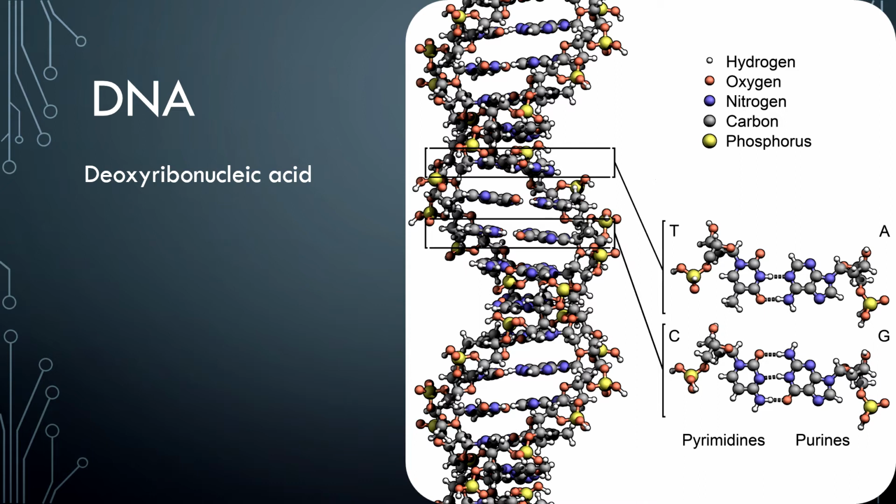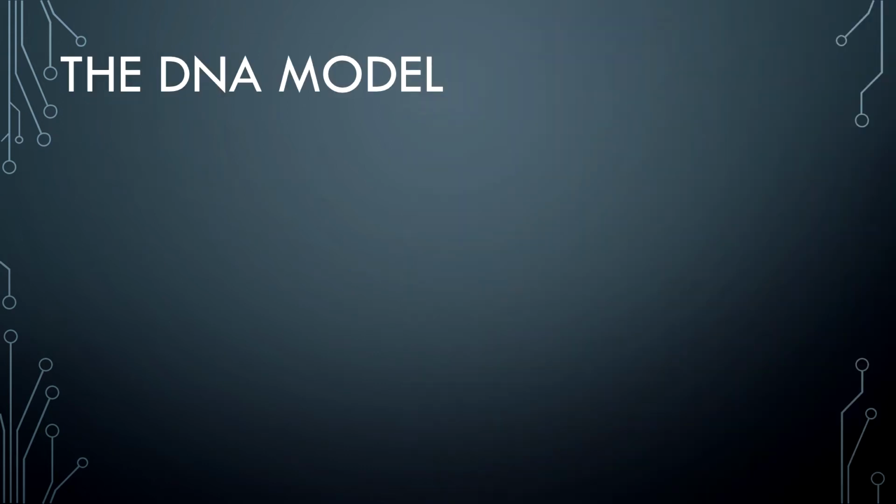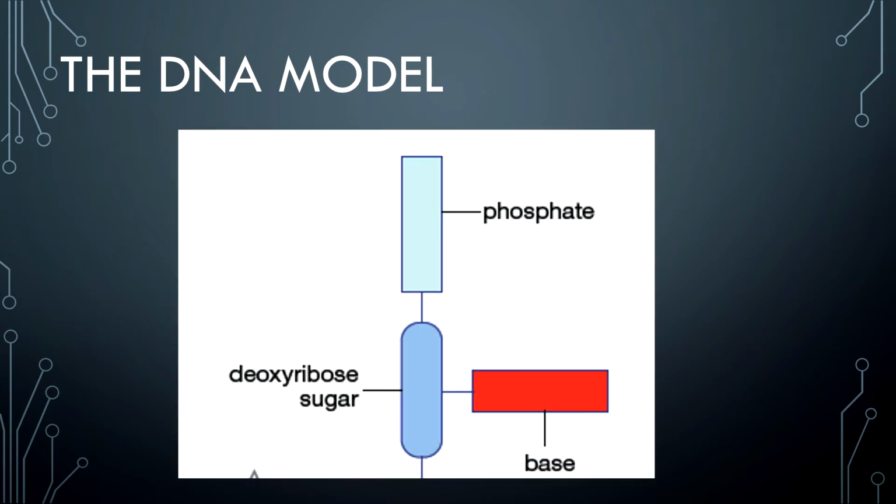Structurally, DNA is a double helix. As shown here, there are two strands of genetic material that are spiraled around each other, hence the double helix name. DNA has a similar structure in all organisms. It is made up of nucleotides.